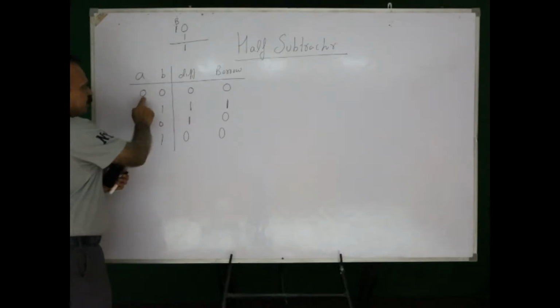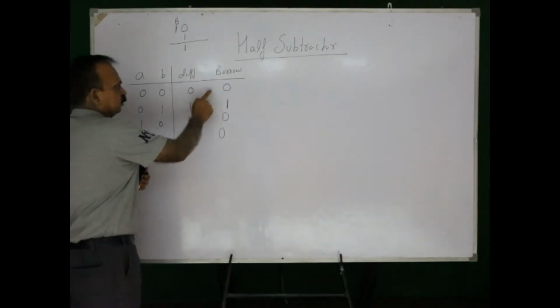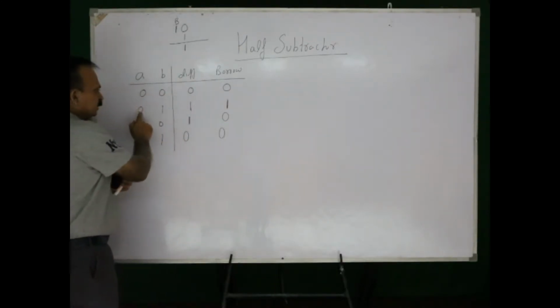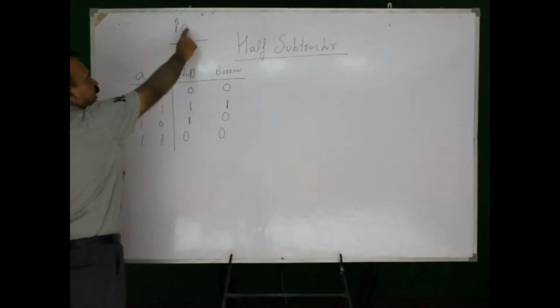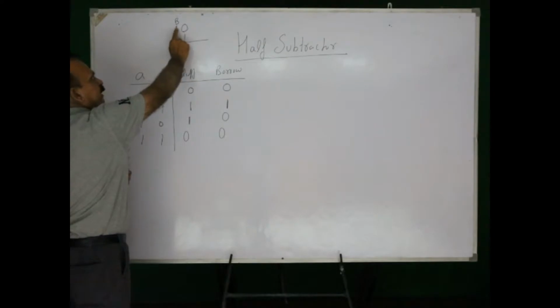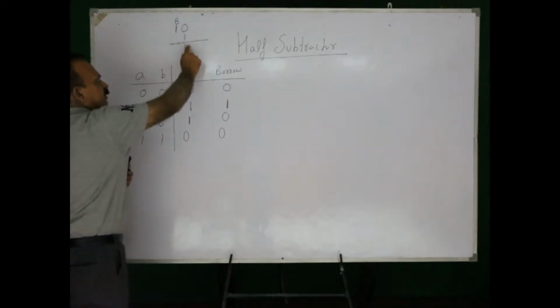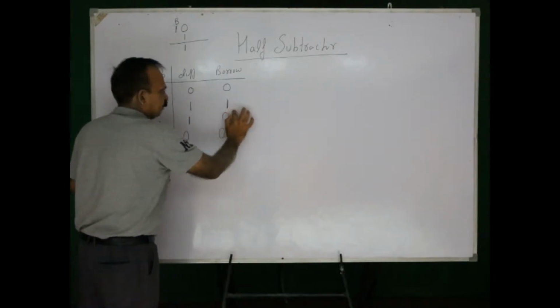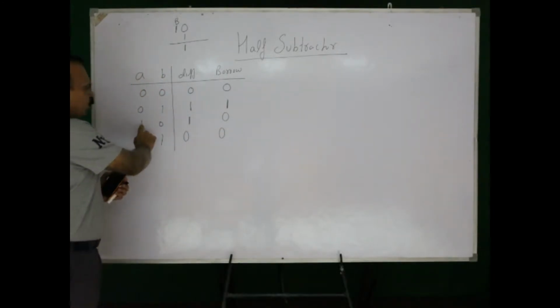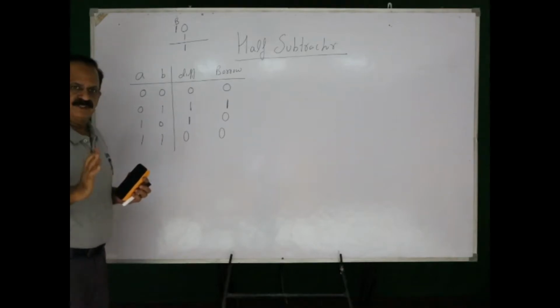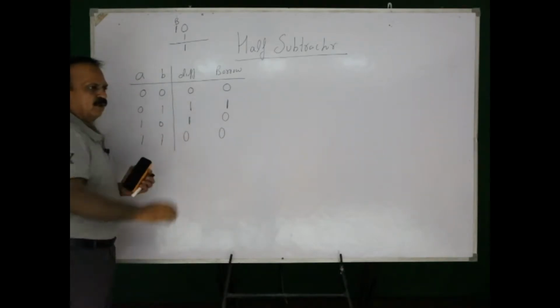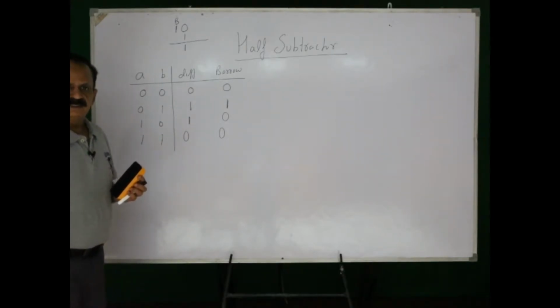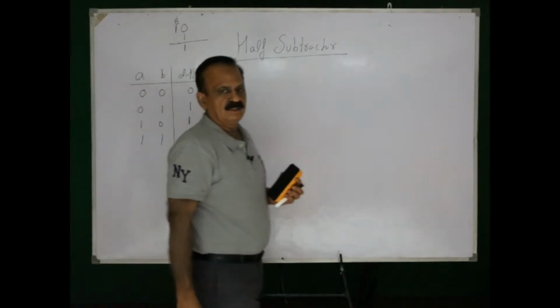Now, 0 minus 0, the difference is 0 and the borrow is 0. 0 minus 1, I need a borrow, that is why there is borrow 1, and 10 minus 1 is going to be 1, that is why the difference is 1 as well as the borrow is 1. 1 minus 0, the difference is 1 and there is no borrow at all. 1 minus 1, the difference is 0 and no doubt the borrow is 0.